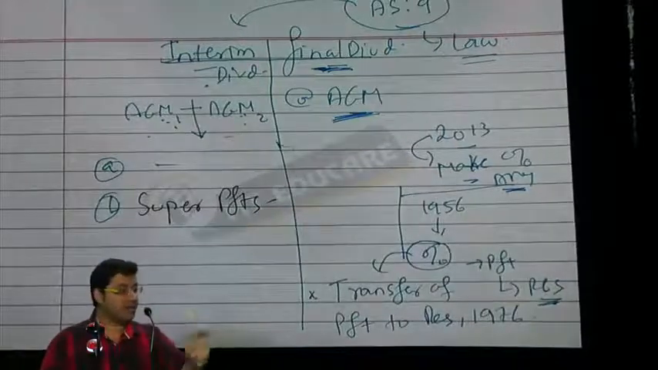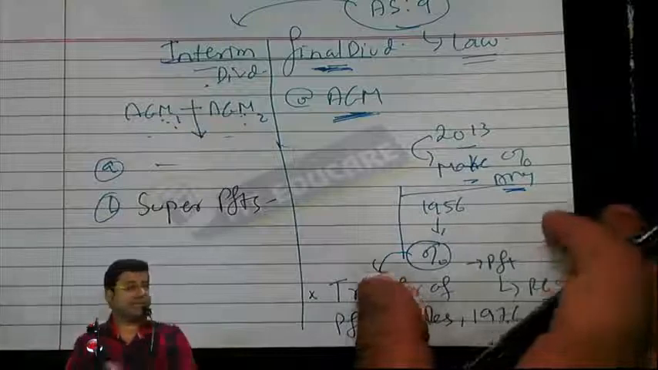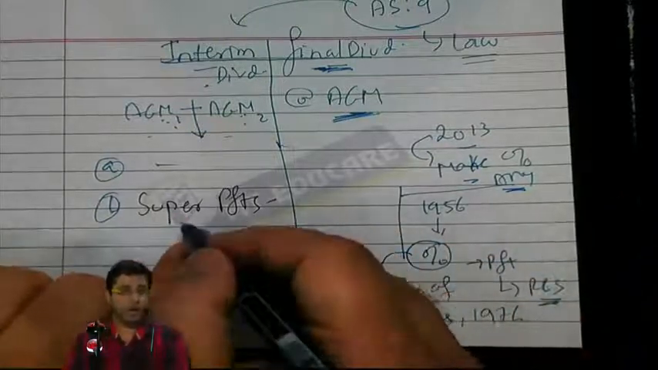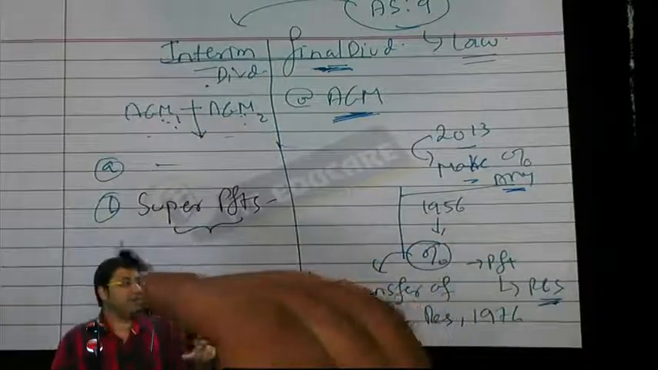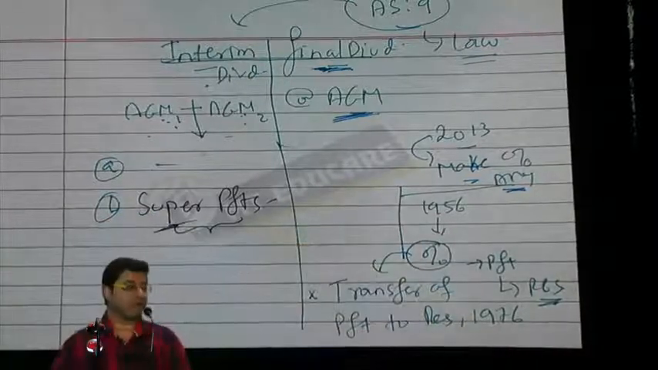Now the whole year is not yet completed. The year is going on. Six months are over, six months are yet to go. So now the company anticipates. Anticipate means that in future something is going to come, and that is nothing but super profits.